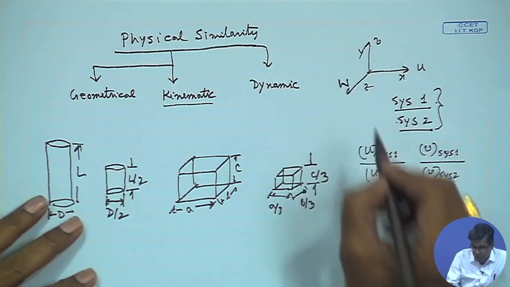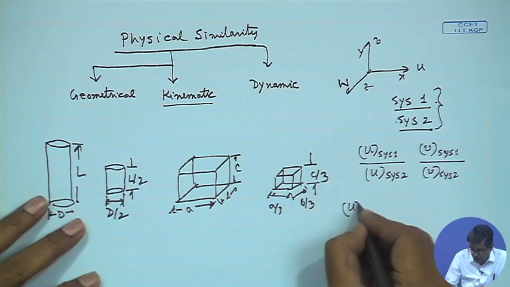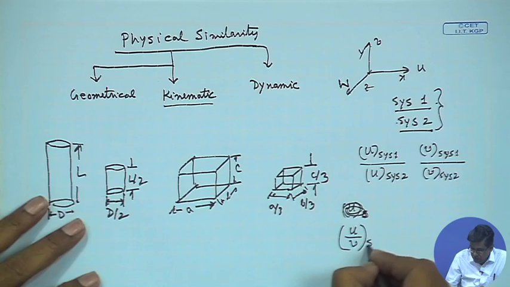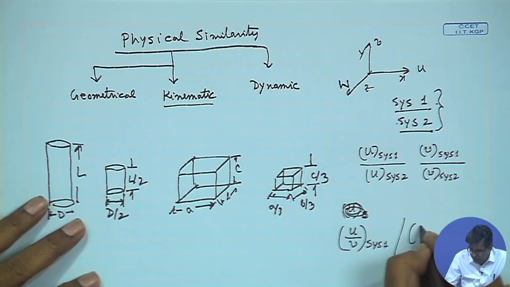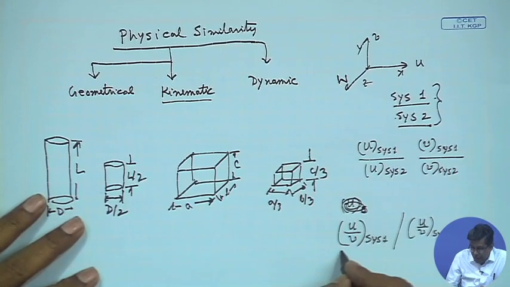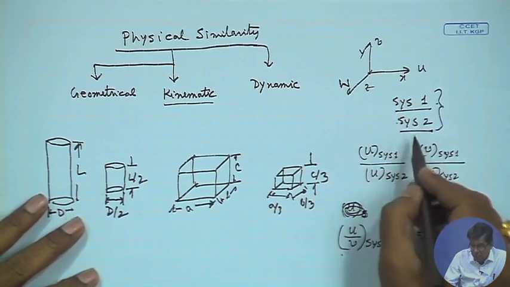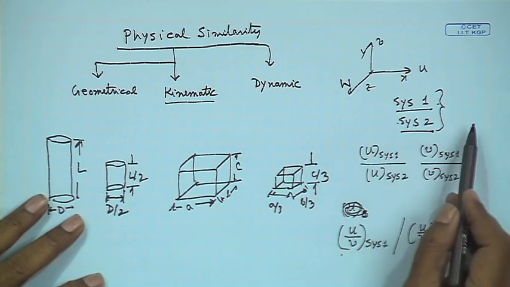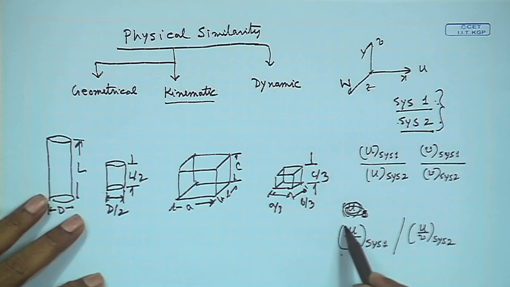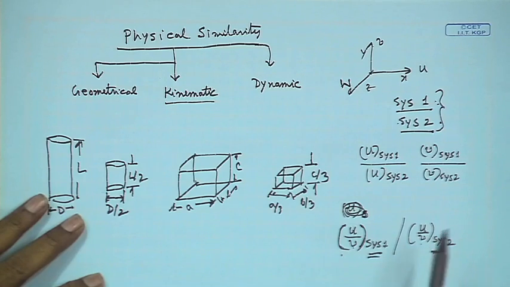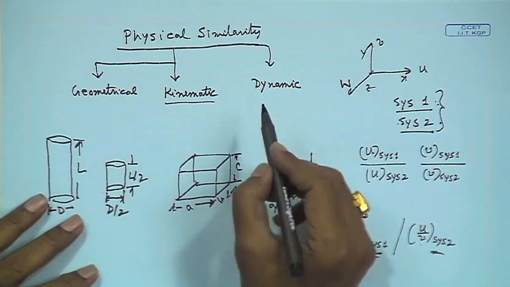Similar is the case of W, and accordingly one can write this also: U by V of system 1 divided by U by V of system 2 at the corresponding points has to be also same for both these systems. So, therefore, you see the ratios of the corresponding velocities will be same at corresponding points between the two systems, and accordingly the ratios of any two components of velocity of system 1 and system 2 will be same at the corresponding points of the two systems. This ensures the kinematic similarity.